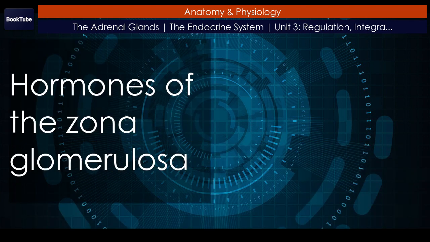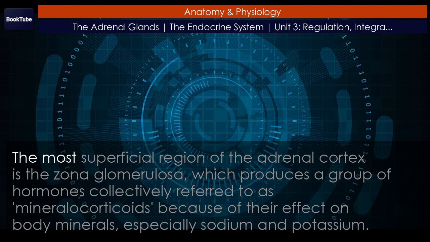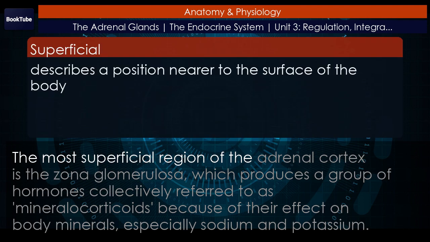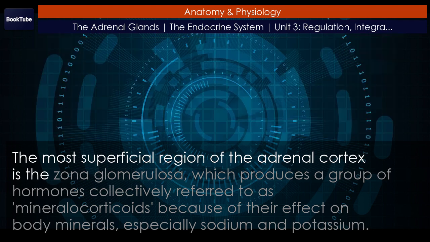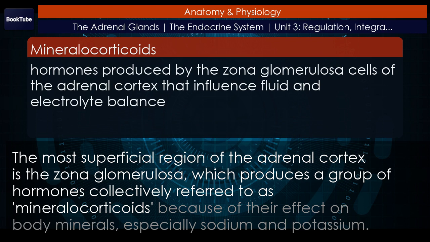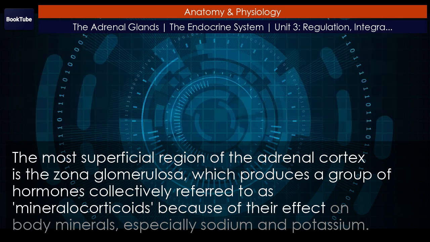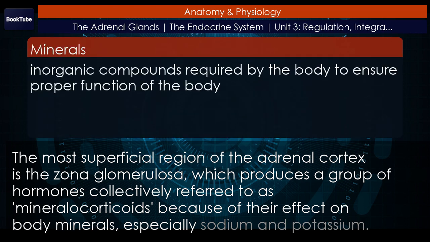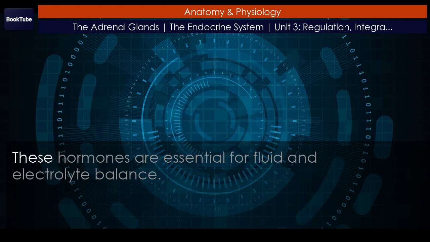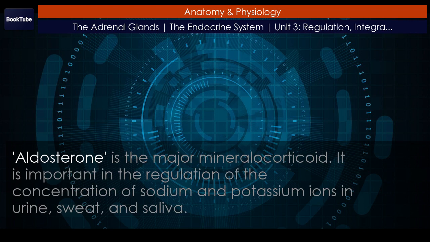Hormones of the zona glomerulosa. The most superficial region of the adrenal cortex is the zona glomerulosa, which produces a group of hormones collectively referred to as mineralocorticoids, because of their effect on body minerals, especially sodium and potassium. These hormones are essential for fluid and electrolyte balance. Aldosterone is the major mineralocorticoid.